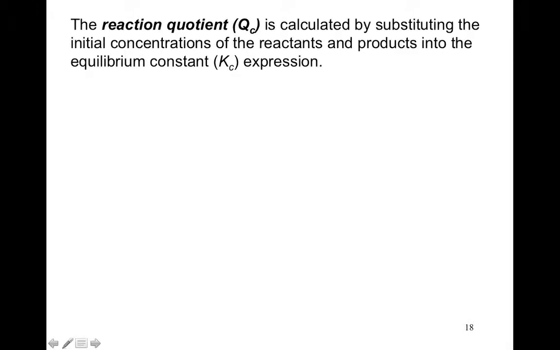So this is a difficult concept at first glance. It's called the reaction quotient. We calculate this reaction quotient by substituting initial concentrations of reactants and products into our equilibrium constant expression. So we just write the expression, then put in our molarities and look at our numbers.